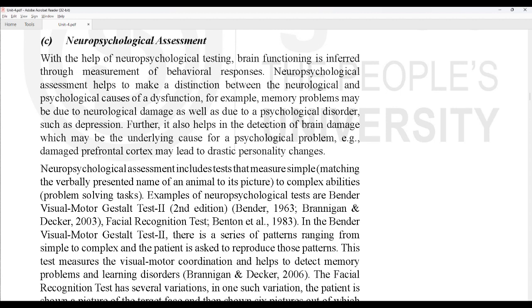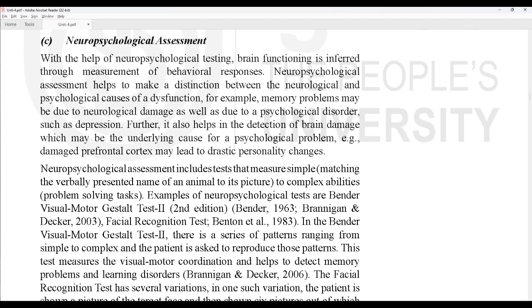Neuropsychological assessment includes tests that measure simple abilities, such as matching the verbally presented name of an animal to its picture, to complex abilities, such as problem-solving tasks. Examples of neuropsychological tests are the Bender Visual Motor Gestalt Test 2, 2nd edition, Bender, 1963, Brannigan and Decker, 2003, and the Facial Recognition Test, Benton et al., 1983.